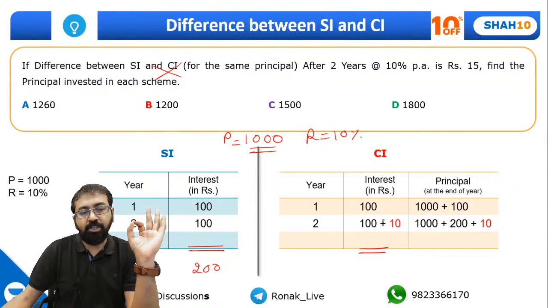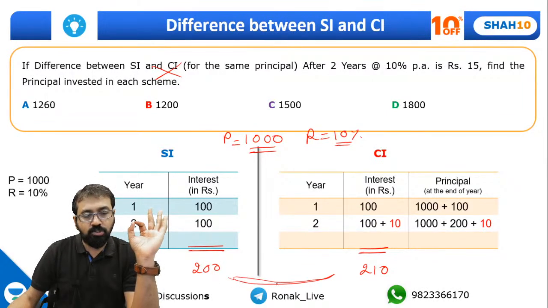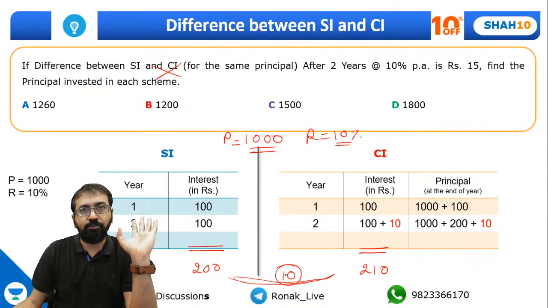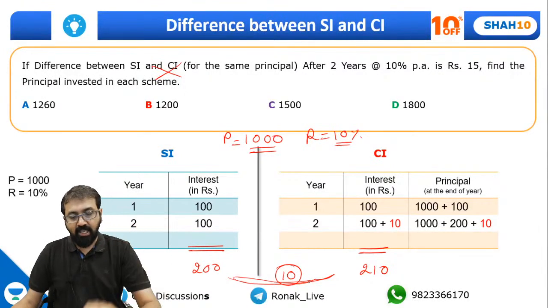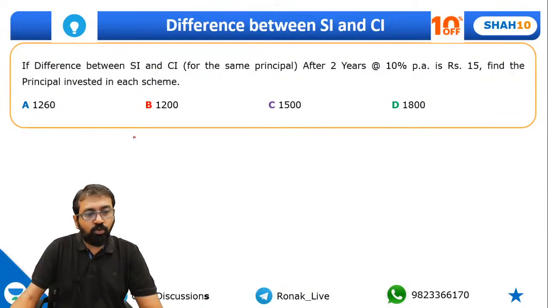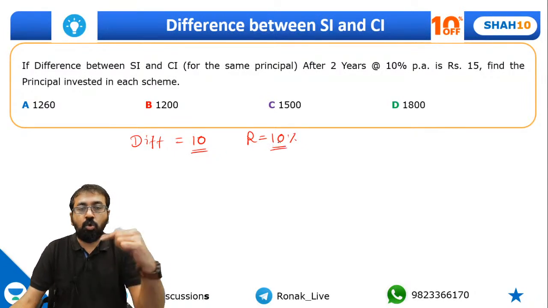What will be the compound interest for the same principal of 1000 rupees, rate of interest 10%? It will come out to be 210 rupees, as you can see over here. So what is the difference between these two, simple interest and compound interest? The difference is nothing but 10 rupees. Do you agree up till now? Show me a thumbs up if you have understood this point. Okay. Now, suppose we know this difference as 10 rupees. We know the rate of interest is 10%. So can I say this 10 rupees difference is nothing but interest on the interest?